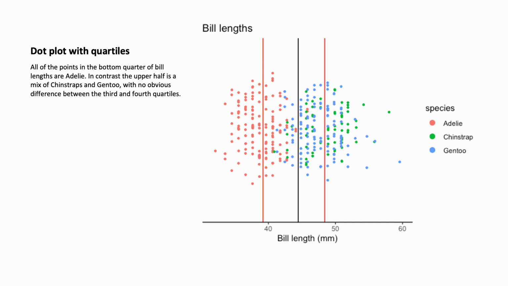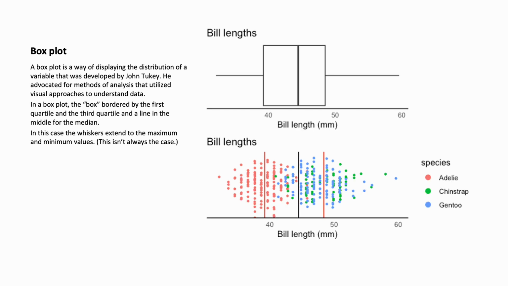So what has all this got to do with box plots? The top image here is showing a box plot, and the bottom image is just a smaller version of the graph we just looked at. Basically, a box plot is a way of displaying information about data developed by the statistician John Tukey, and he was an advocate for methods of data analysis that utilized visual approaches to understand data.